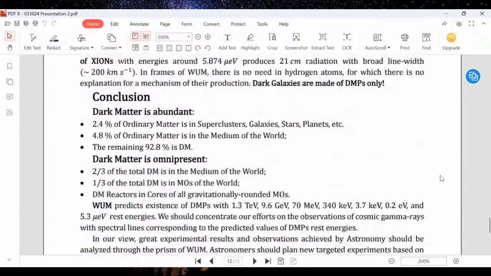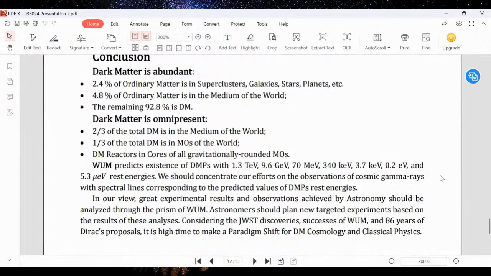Conclusion. Dark matter is abundant. 2.4% of ordinary matter is in superclusters, galaxies, stars, planets, etc. 4.8% of ordinary matter is in the medium of the world. The remaining 92.8% is dark matter.